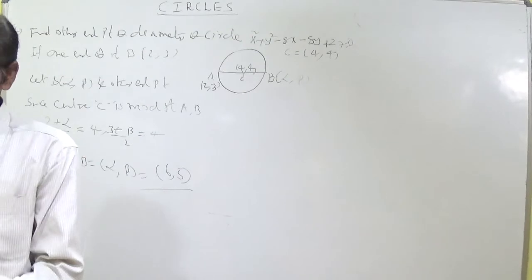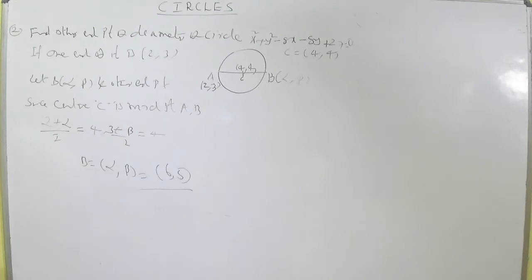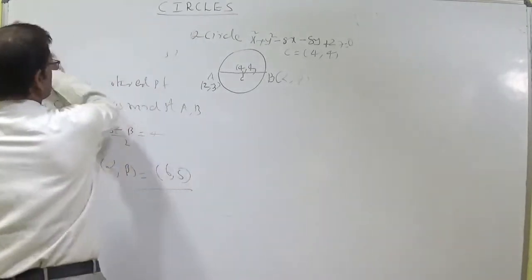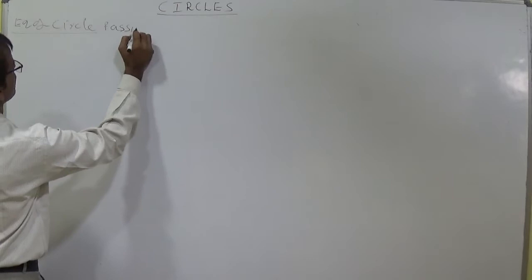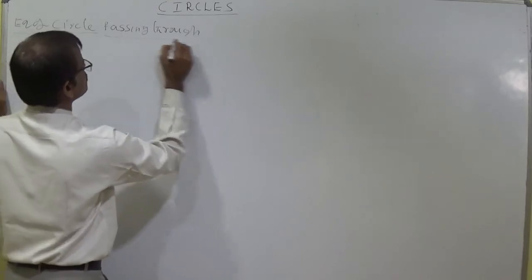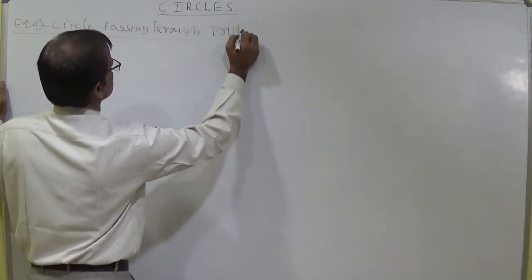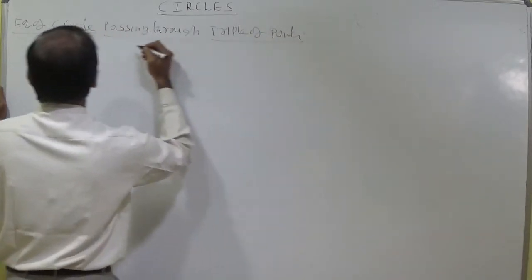Next, let us discuss the equation of a circle using a triple of points. This is an important 7-mark sum. Put the side heading: equation of circle passing through a triple of points.